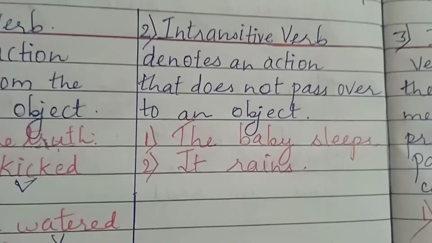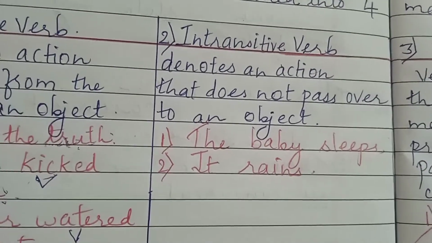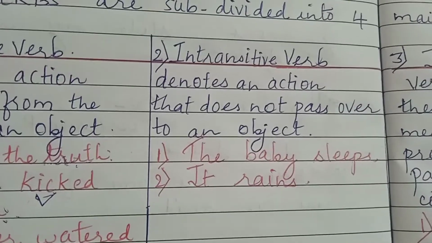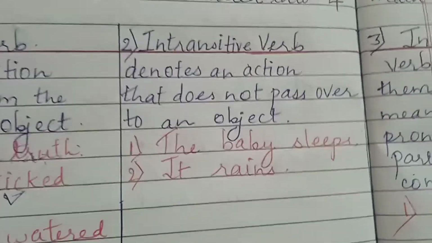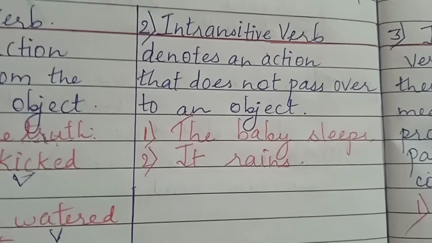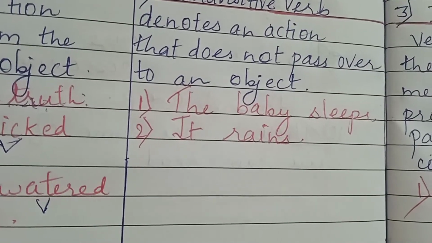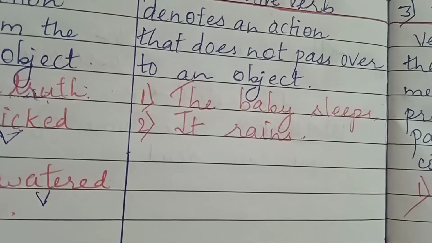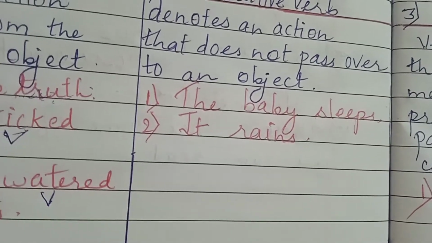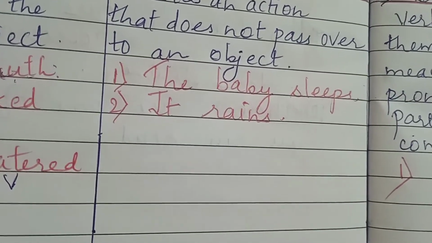Transitive, intransitive meaning such verbs which denote or show an action which does not require an object to complete its meaning. A verb itself has sense. It does not require an object. For example, you see the baby sleeps. The baby sleeps. This sentence makes it clear that the baby sleeps. In the second sentence, it rains.